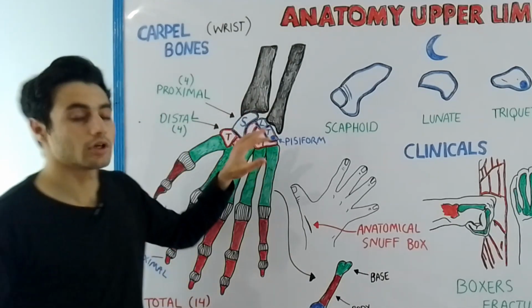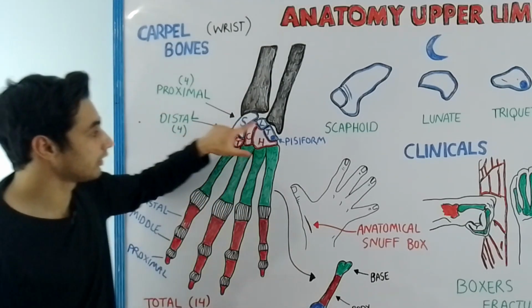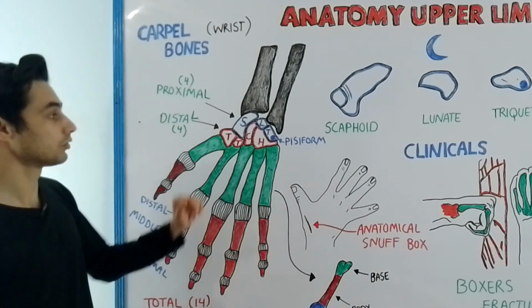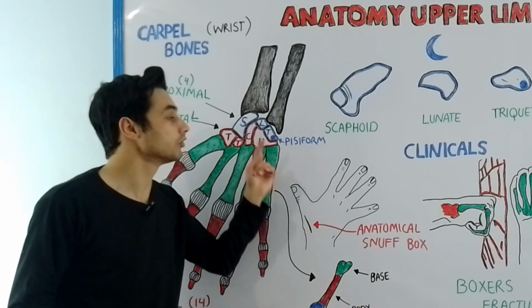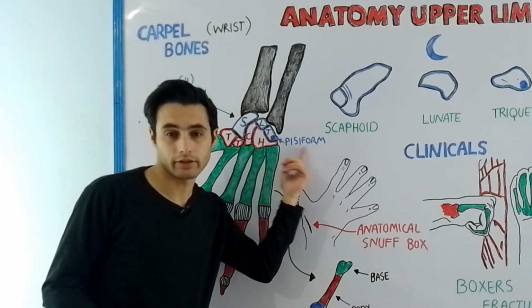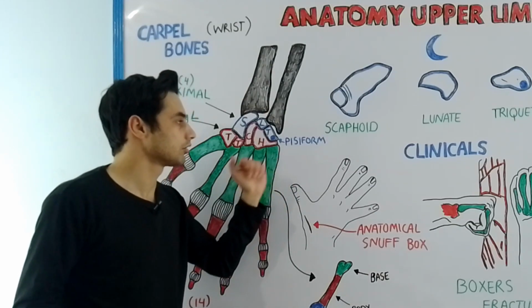The carpal bones are a total of 8 in number. These are arranged into two rows, the proximal row and the distal row. The proximal row consists of the scaphoid bone, the lunate, the triquetrum, and finally the pisiform bone, which is present on the surface of this last bone, triquetrum.